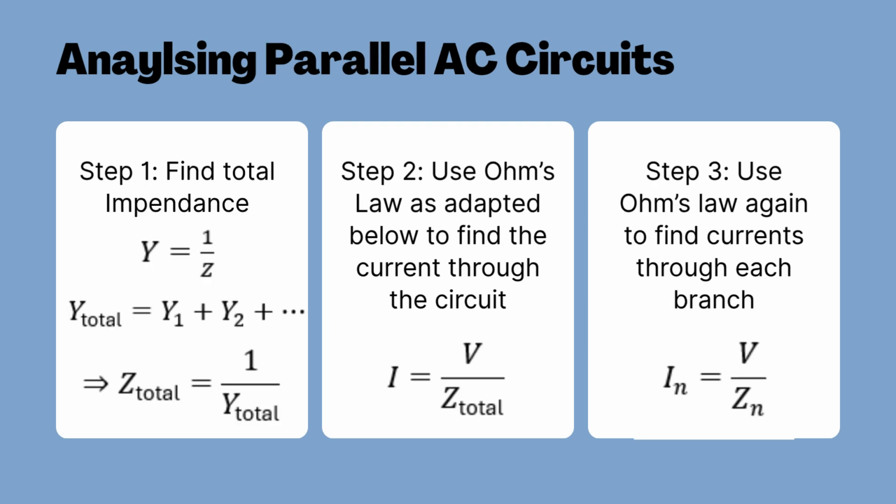To analyze parallel circuits, similar steps are used. However, in parallel, impedance is combined as 1 over the addition of 1 over each component's impedance, as outlined by these equations. Following this, a total current can be found like in a series circuit. However, for step 3, branch currents are determined rather than voltage, as voltage is constant between branches.